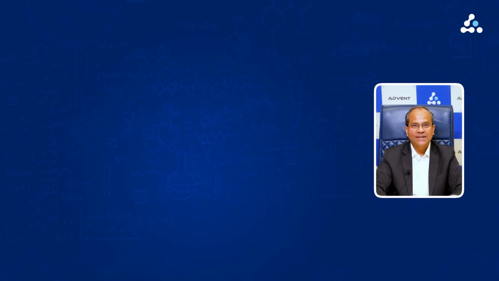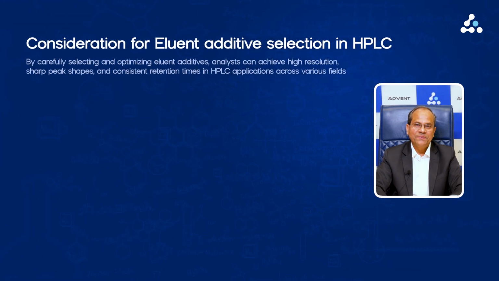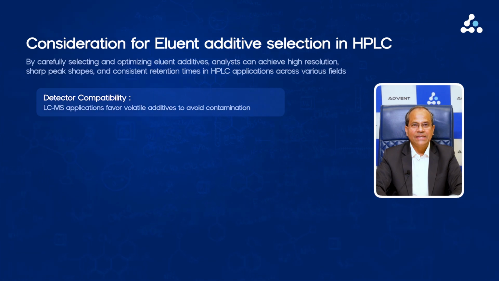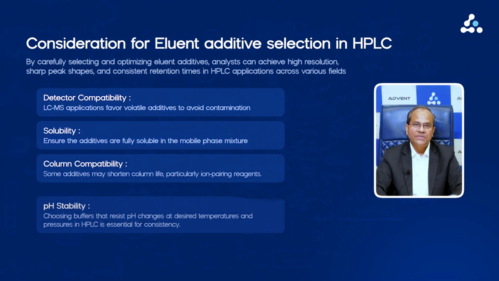There are 4 major factors which are to be considered while selecting an eluent additive. First is detector compatibility. LCMS applications favor volatile additives to avoid contamination. Second is solubility. Additives should be completely soluble in the mobile phase. Last but not the least is pH stability. Choosing a buffer that resists pH changes at desired temperature and pressure in HPLC is essential for consistency.